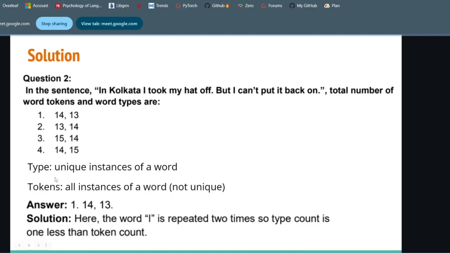As the professor taught in the lectures, what are types? Types are concepts. They are unique instances of the words that occur in the corpus, whereas tokens are all the instances, not necessarily unique, all the possible instances of the word in the corpus. From there, we can see that the total number of unique words in the sentence are 13, whereas the total number of tokens is 14 because the word I is repeated. I is repeated here and here. So that is one duplication that is present. Rest all the words in the sentence are unique. So that gives us the answer of 14 and 13.